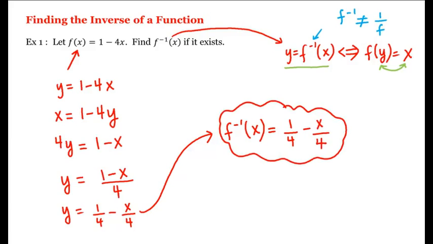All right, let's look at another example. Let f of x equal x squared plus 1. Let's find f inverse of x if it exists. Again, we'll let y equal f of x, or y is equal to x squared plus 1. And then we'll interchange the roles of x and y, which gives us x is equal to y squared plus 1. And then we'll solve for y.